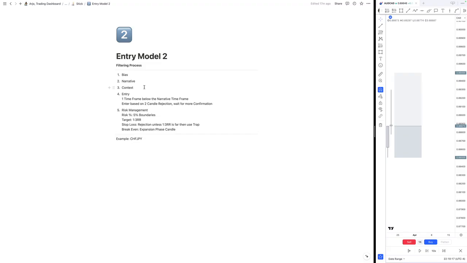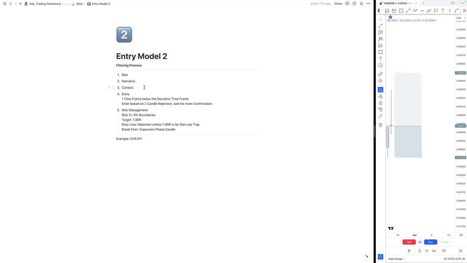You don't only need to look at the daily. You can also use the 1 hour, of course. Now, right here, I want to go one time frame below that time frame. So enter based on 2 candle rejection, wait for a little bit more confirmation. Because when you have a daily candle already rejecting, but off that daily discount array, that's quite a lot of momentum with it. Where of course, the more time frames differ from each other, so the more they are apart from each other, daily and the 1 minute time frame are very far apart from each other.